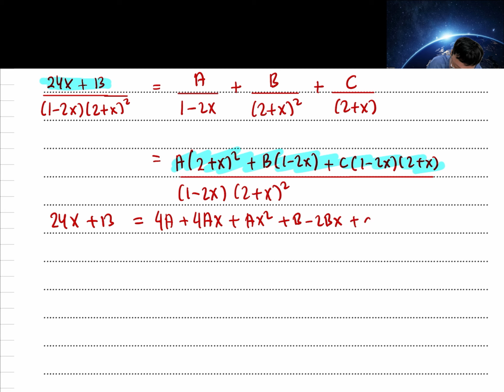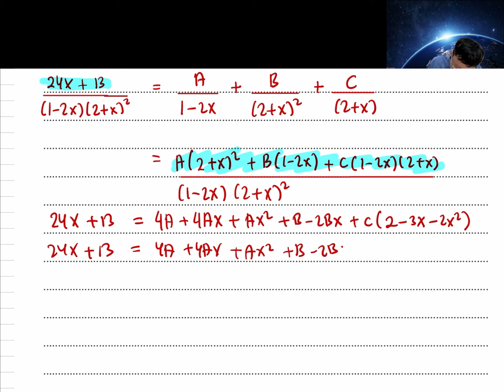And we can expand these two first. We get 2, and then we have x minus 4x, we get minus 3x minus 2x squared. And then we can simplify first. This one same. And then we can expand the c. You will get plus 2c minus 3cx minus 2cx squared.